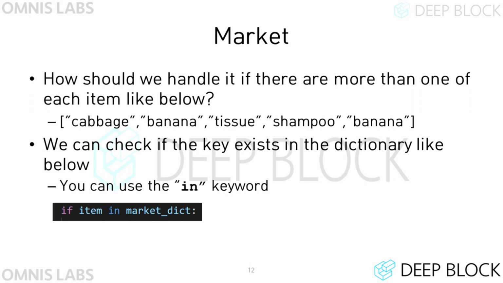In this case, we can use the in keyword to check whether dictionary contains a particular key. As shown in the slide, assuming that an item string is in a variable called item, the expression item in MarketDict returns true if the value of item exists as a key in MarketDict. If the value of item does not exist in MarketDict, false is returned.